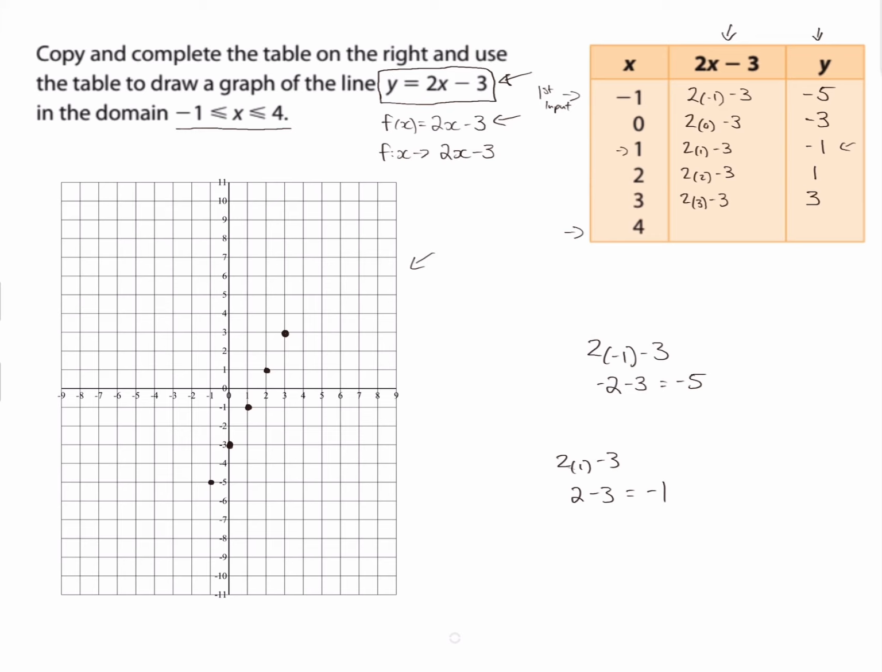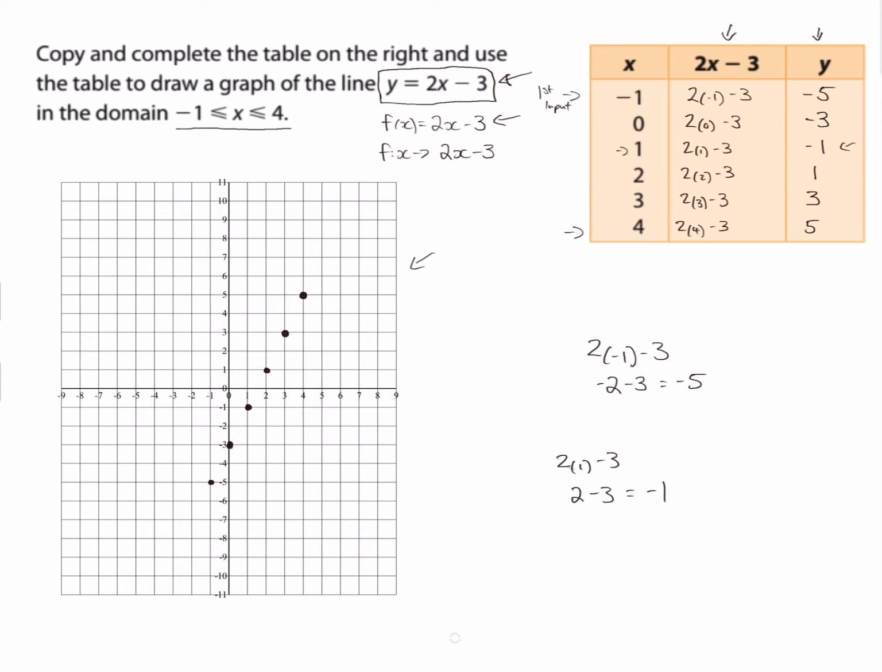Now, we have 4, so 2 times 4 minus 3. 2 times 4 is 8, minus 3 is 5. So we go out to 4 and we go up to 5. And we can see we have all these dots.